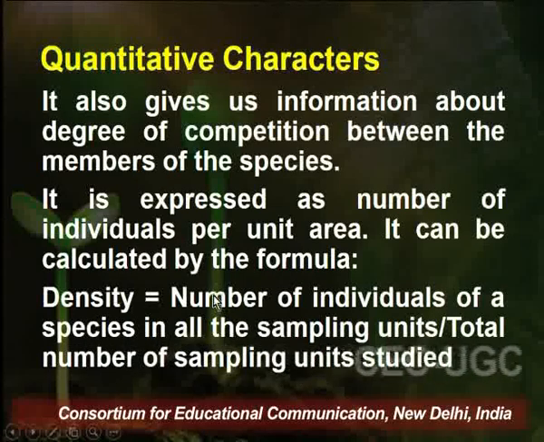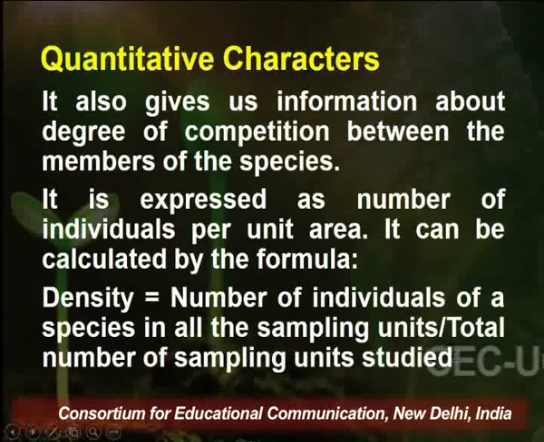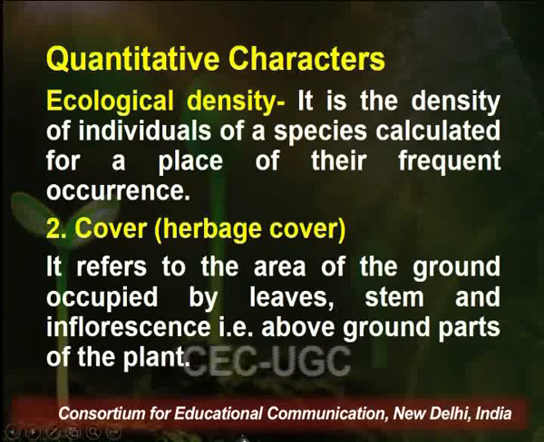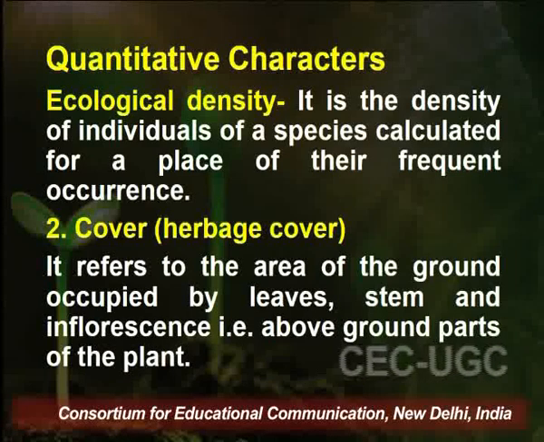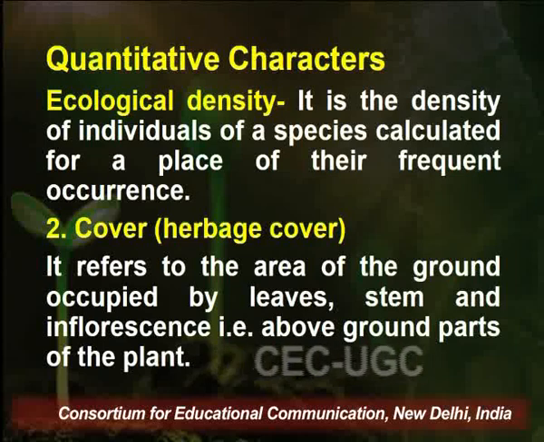So, by counting the number of individuals in all the sampling units and dividing it by the total number of sampling units studied, we can find out the density of a particular species. Now, ecological density is the density of individuals of a species calculated for a place of their frequent occurrence. So, it is a measure which is very important in understanding a community.